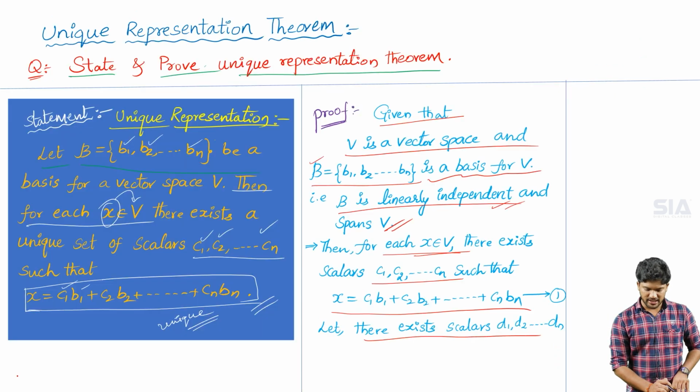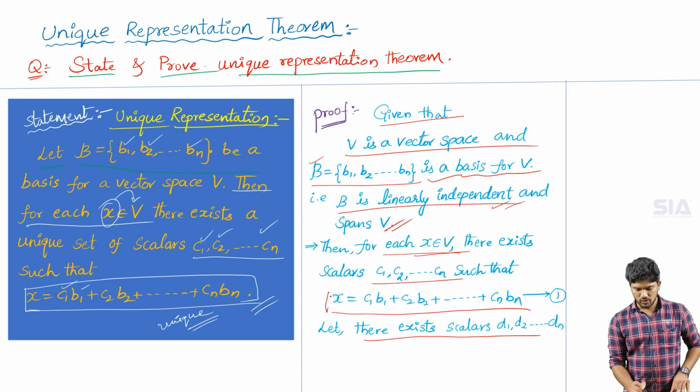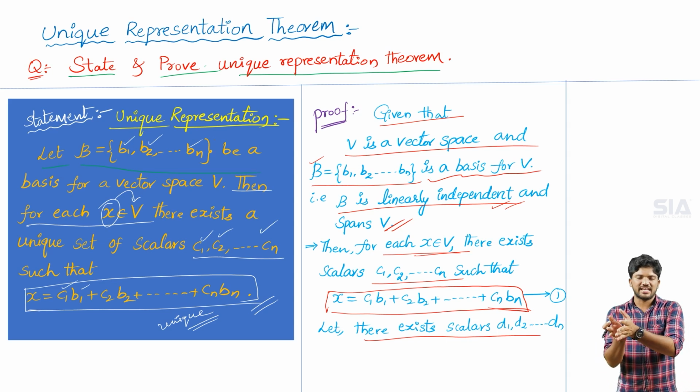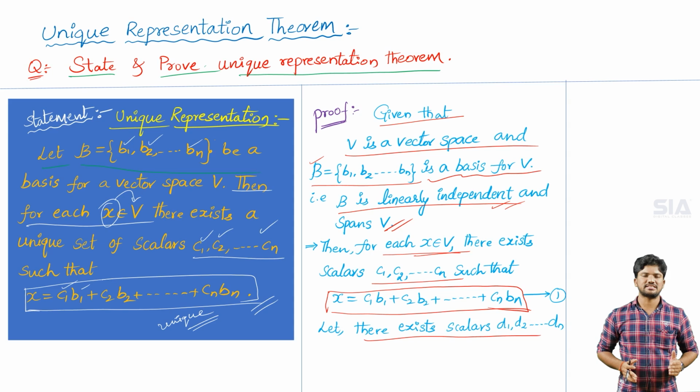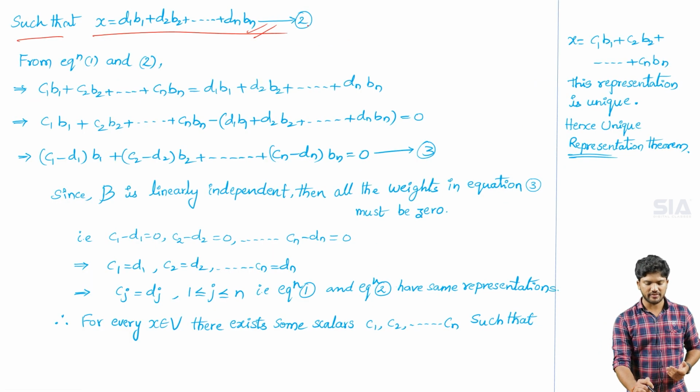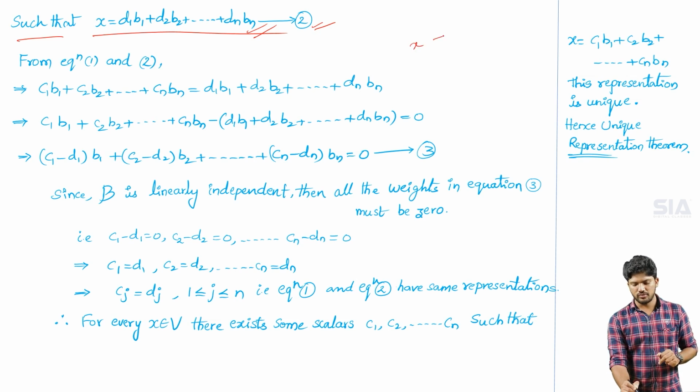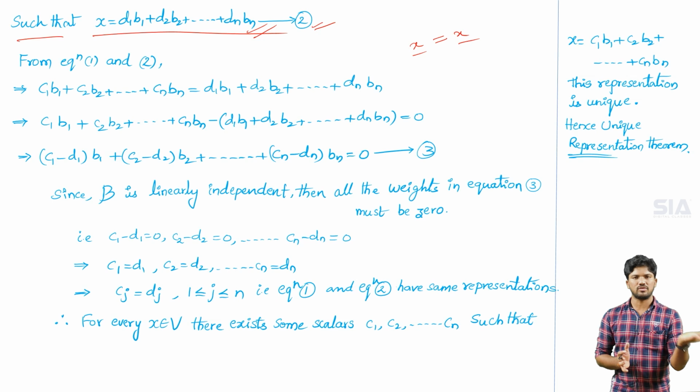After getting equation number 1, we have to show this representation is unique. To show that the representation is unique, for the different scalars we again consider the same x, and take this as equation number 2. Now in equation number 1 and equation number 2, both left-hand sides are equal, that means x equals x.